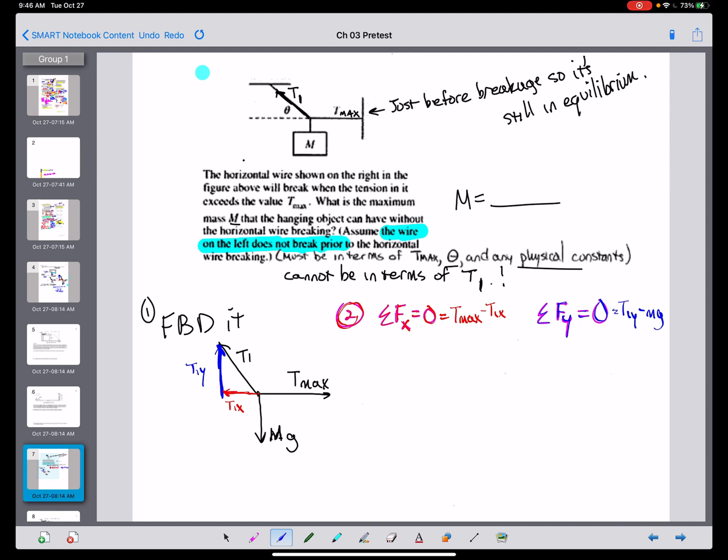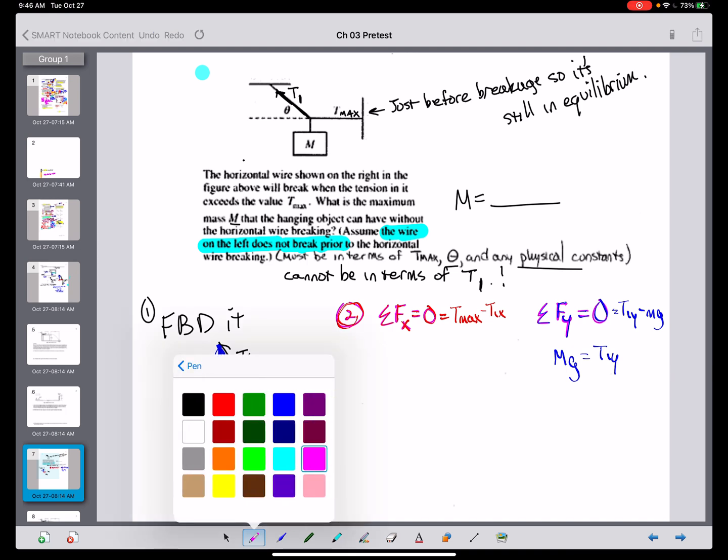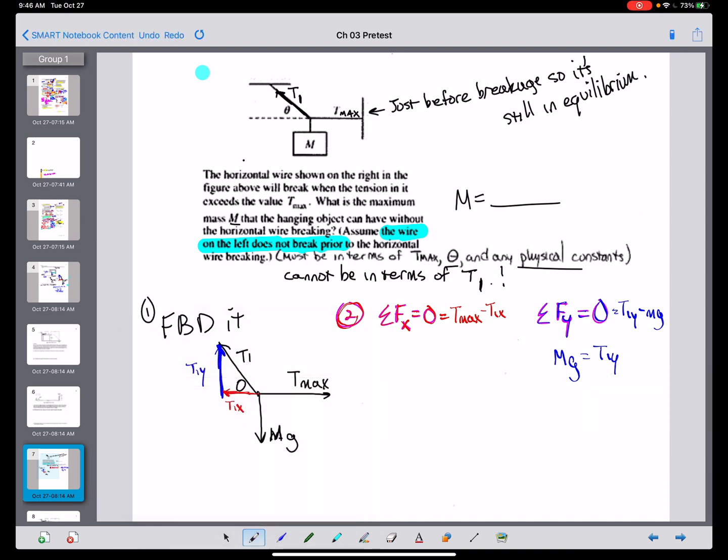If we did that, you'll see, we take this one, which sets us up for mg equals T1y. T1y equals T1 sine theta, right? Because theta is here. Theta is here, T1y is opposite that, so it's going to be the sine function. So mg equals T1y, or mg equals T1 sine theta.